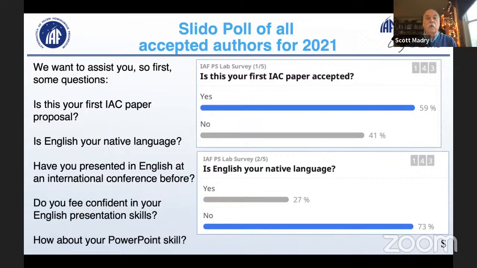So here's some interesting Slido poll data that we did last year for Dubai, just to give you a sense of who was making their applications last year. And as you can see, a very large number of people, this was their first time that they had an IAC paper accepted, 60%, and also that 3 out of 4, English was not their native language.